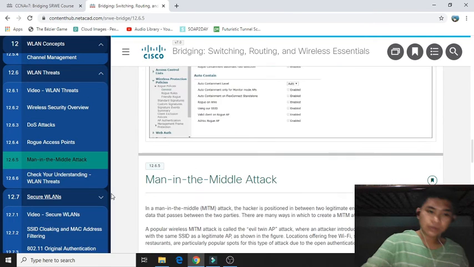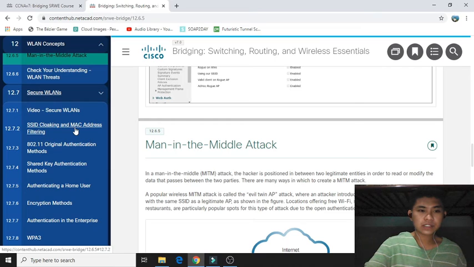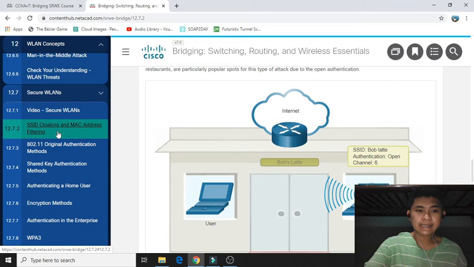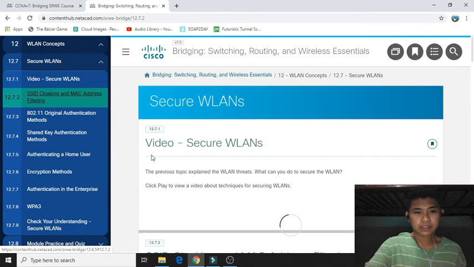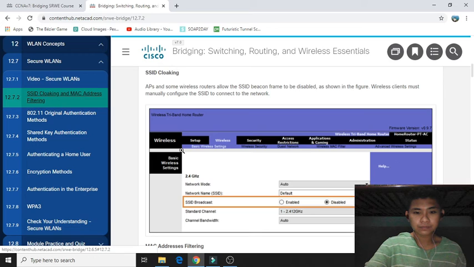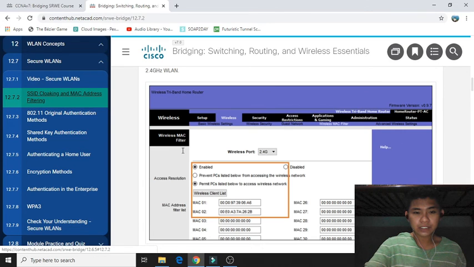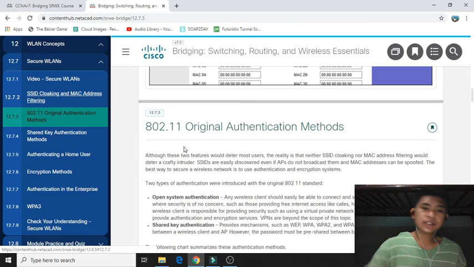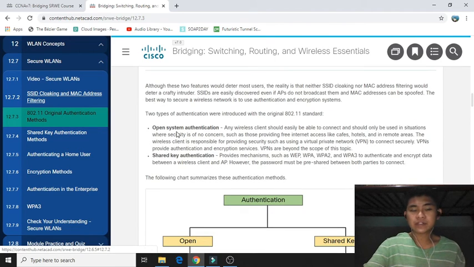Now we go to the last part, which is secure wireless. Go to SSID cloaking and MAC address filtering. You can see here, guys, the 802.11 original authentication methods. Two types of authentication were introduced with the original 802.11 standard.